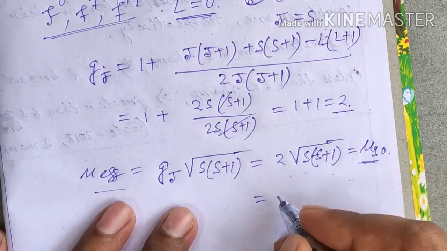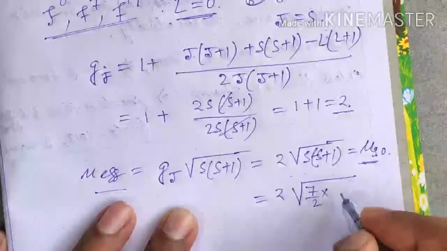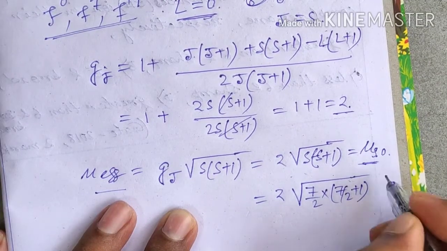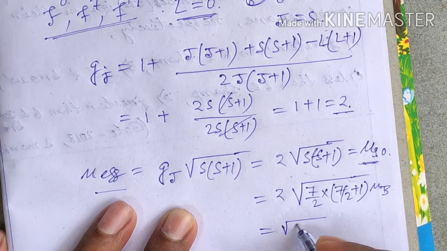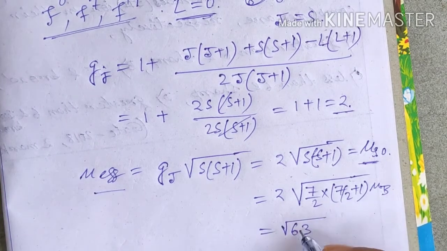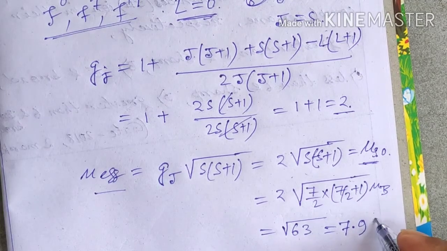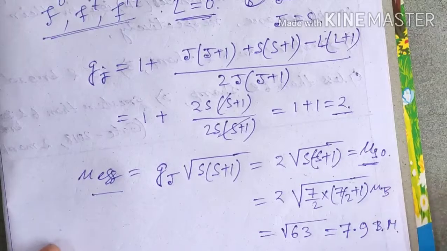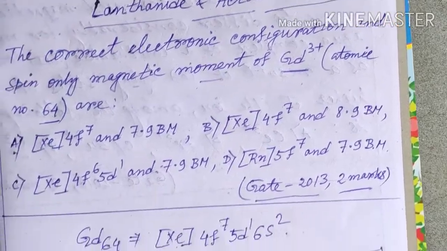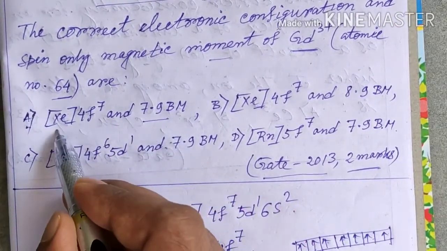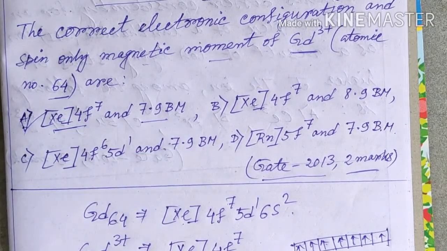So if we put the value of S here and solve this equation, you will get the root of 63, which is near about 7.9 Bohr magneton. So the magnetic moment for gadolinium 3 plus is 7.9 Bohr magneton, and its electronic configuration is xenon 4f7. So the first option is the correct answer.